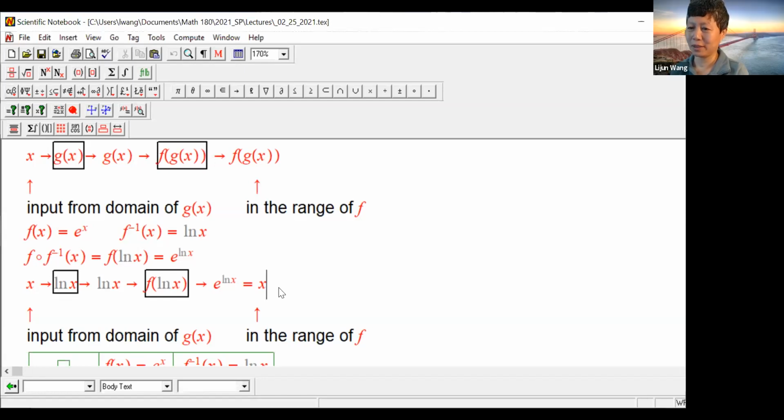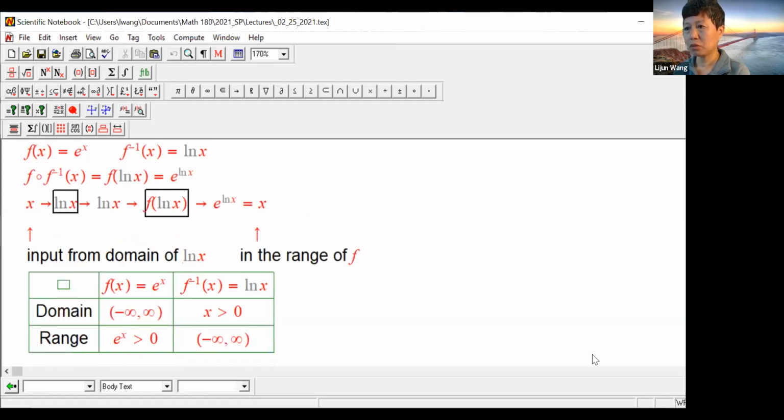Let's look at this whole process. x is from the domain of g of x. g of x, of course, is ln x. I will give you the reason just later. Right now, let me just scroll up a little bit. What is the domain of ln x? Positive, right? So this x is from the domain of ln x.